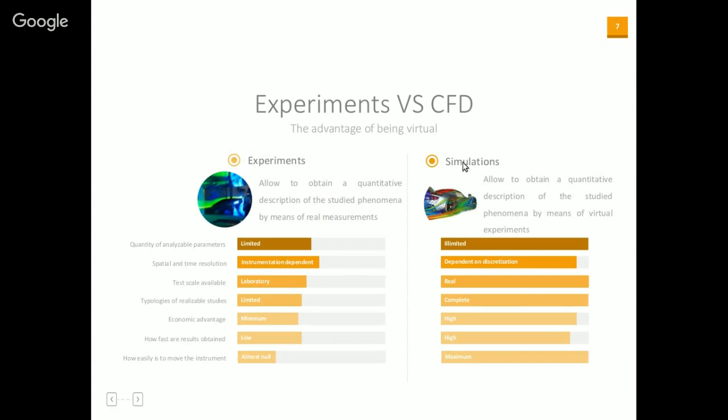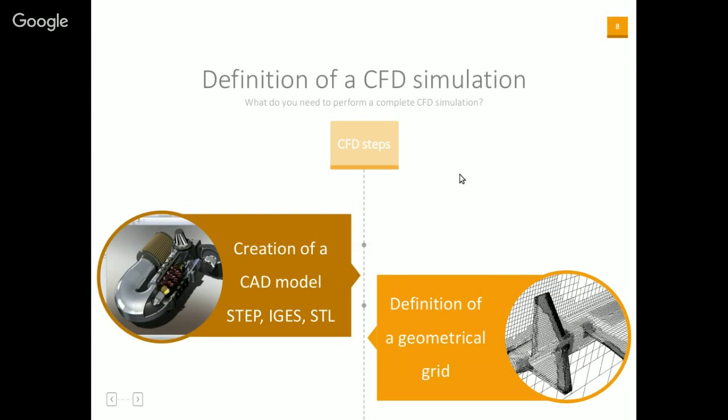So now, let's see how the simulation workflow is organized inside Consolve. There are 4 steps. The first one is the geometry one. You have to create your model, your CAD model, and then upload it on our web platform. You can then define your geometrical grid, which is also called computational mesh. And basically, it means to subdivide your domain, the region you want to simulate, into small elements called cells.